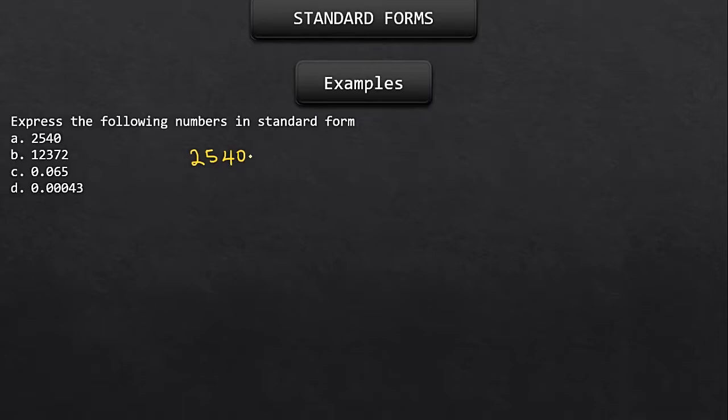So we move from the left to the right. 1, 2, 3. We move and stop before we reach the last number. So we moved 1, 2, 3 times. So we are going to write it 2.54 times 10, with the 0 if you like. There is no problem. 2.540 times 10 raised to the power, how many times did we move? 1, 2, 3. We moved 3 times. So we are going to write 3.